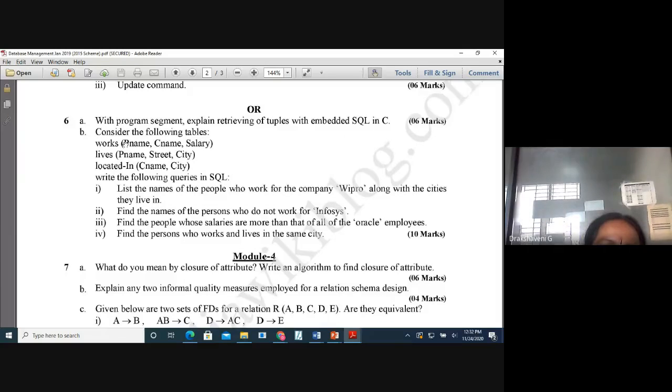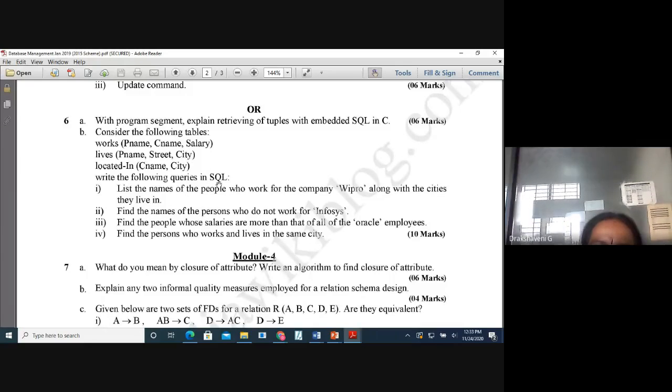Then consider the following. They have given the 3 tables, and they have asked to write SQL. So works: person name, company name, and salary. In the same way, lives: person name, street, and city. Located in: company name and city. So here, list the names of people who work for the company Wipro along with the cities they live in. Find the names of persons who do not work for Infosys.